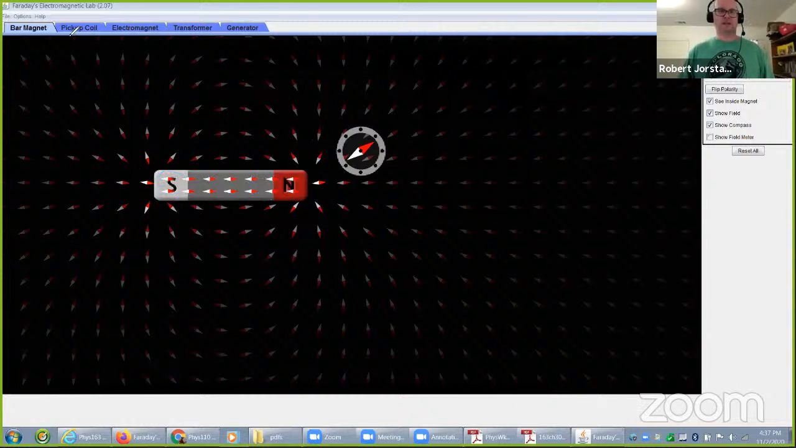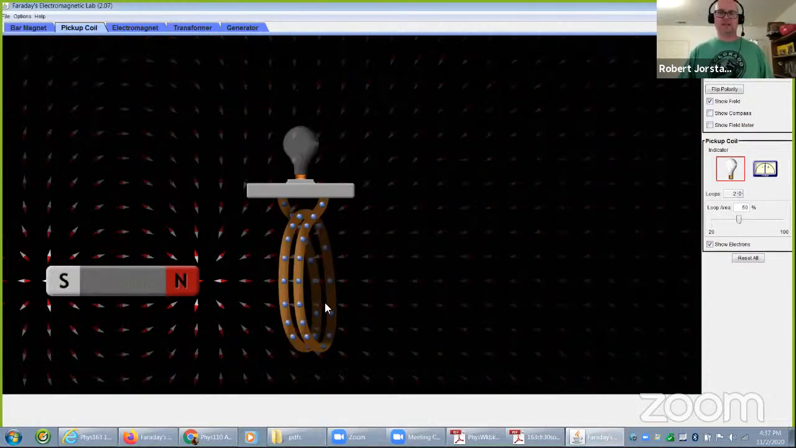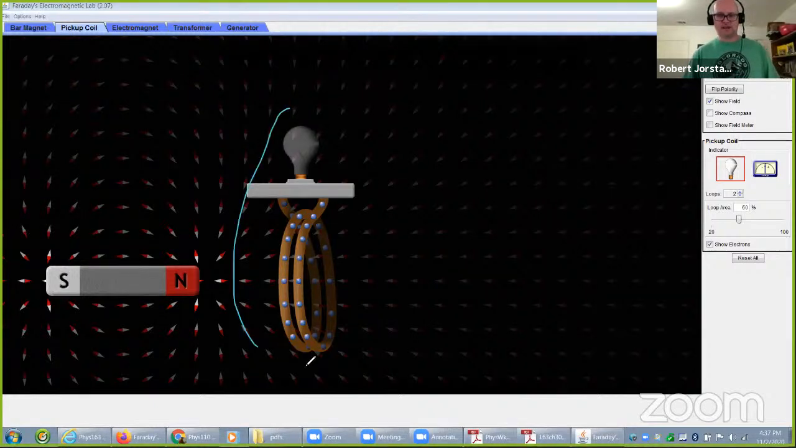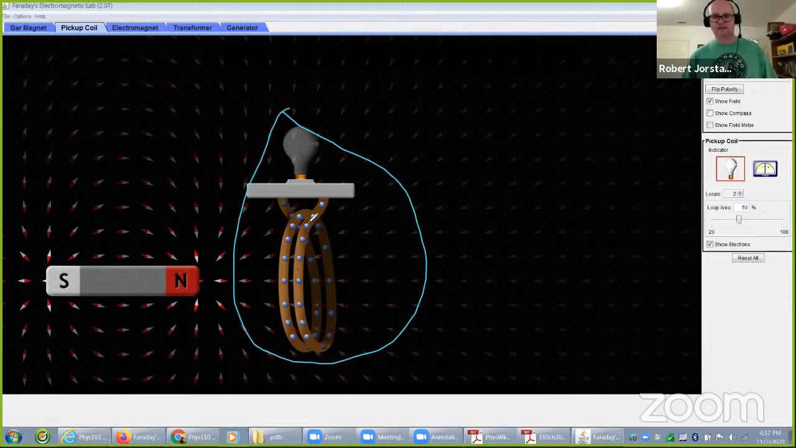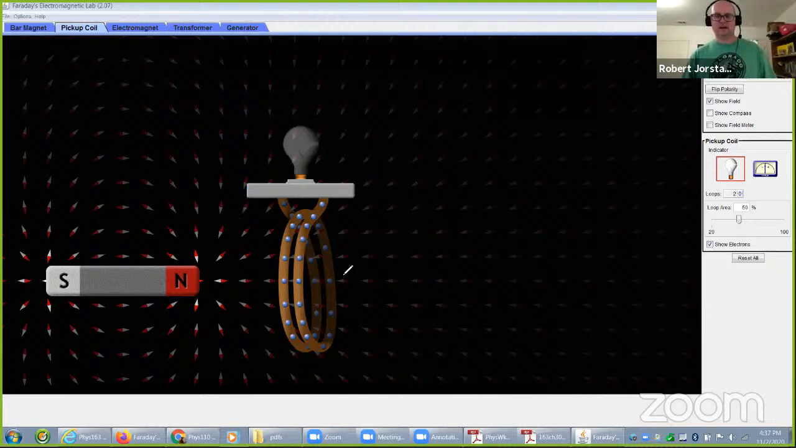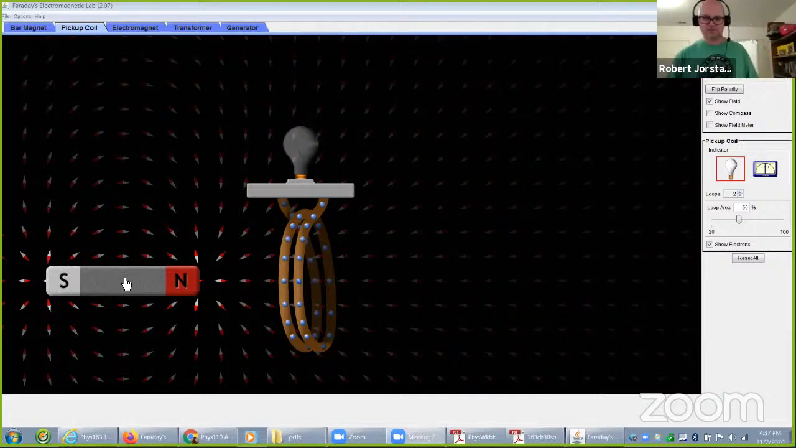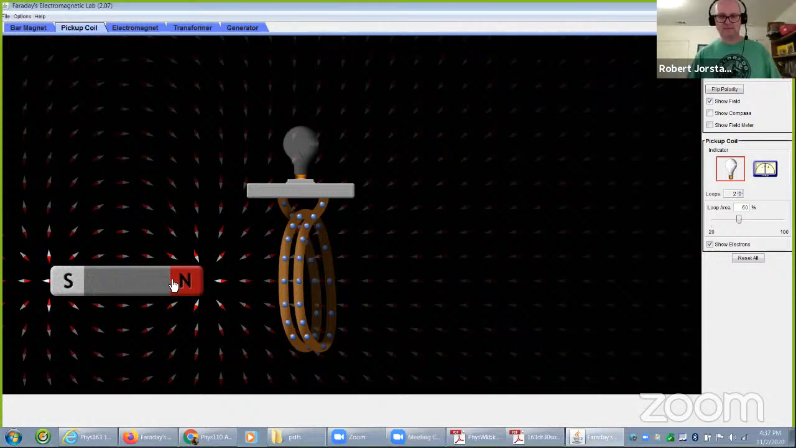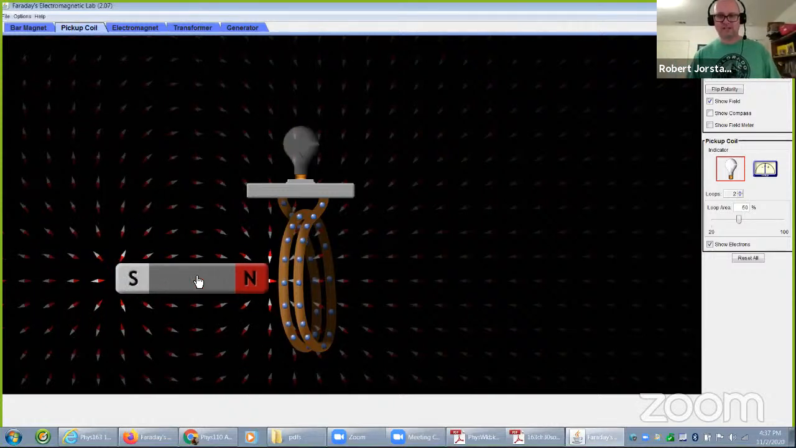All right. So now let's say I get a pickup coil. What do I mean by a pickup coil? The idea here is this thing right here is supposed to be a coil of wire that's connected to a light bulb. Right now, the light bulb is not lit. Now, I don't know how well these animations work over Zoom, but what I'm going to do next is I'm going to move the magnet towards the coil. When I do that, hopefully you see the light change a little bit.